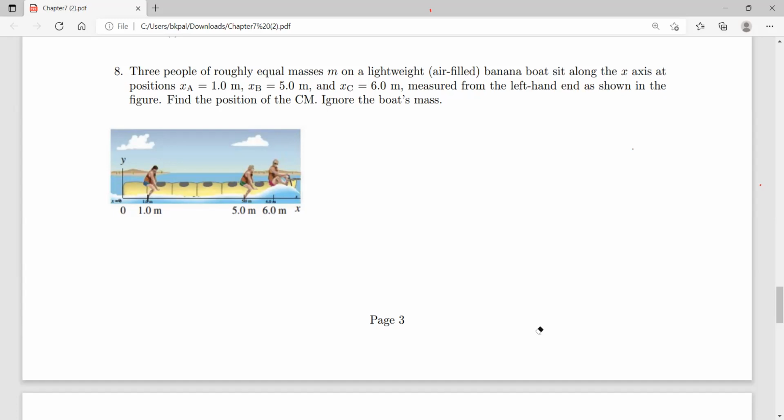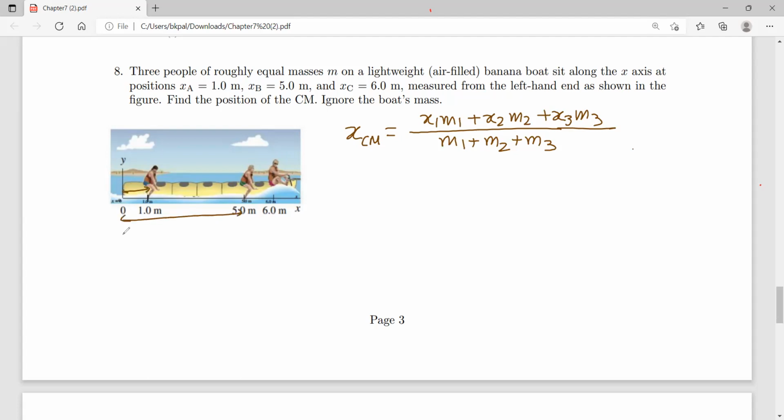So if you remember, the center of mass is very simple, right? Calculating the center of mass is very easy, I think. XCM equals X1 M1 plus X2 M2 plus X3 M3, divided by M1 plus M2 plus M3, right? Now you see that X1, X2, X3 we are already given. So this is X1, this is X2, and this is X3, and it tells us that the masses of person 1, 2, and 3 are the same.